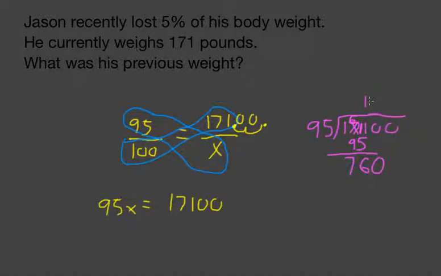And then the next question at hand is how many times does 95 go into 760? Well, I've already done this before, so I know it's 8, and I'm just going to stop there because 8 times 95 is this. So it's 0, and then bring down another 0. How many times does 95 go into 0? Well, that's 0. So basically x equals 180. That's how much weight he weighed before, 180 pounds.